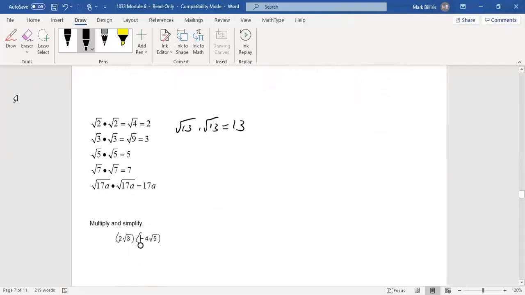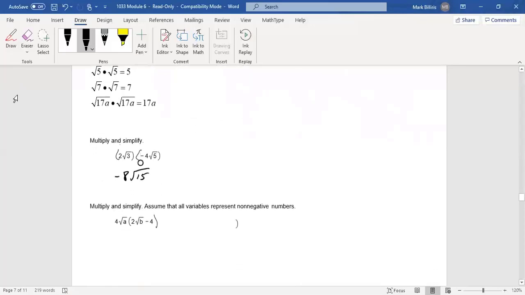So here we have 2 square roots of 3 times -4 square roots of 5. So as I said before, we'd multiply coefficient times coefficient. So 2 times -4 is -8. And the square root of 3 times the square root of 5 is the square root of 15. Now the square root of 15 doesn't have any perfect square factors with the exception of 1, the number 1. So therefore our answer is already in its simplified form. So our answer is just -8 square roots of 15.